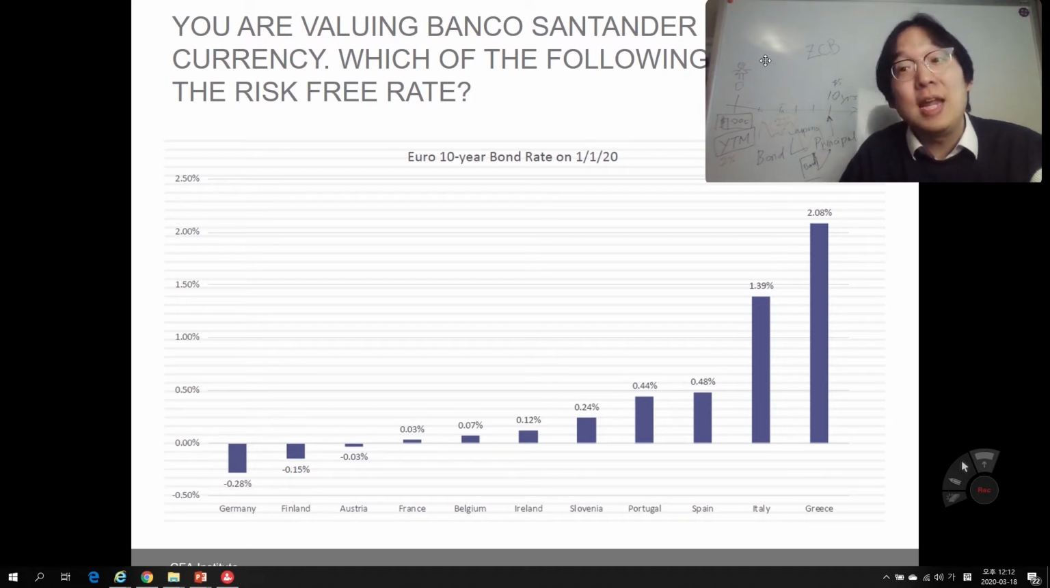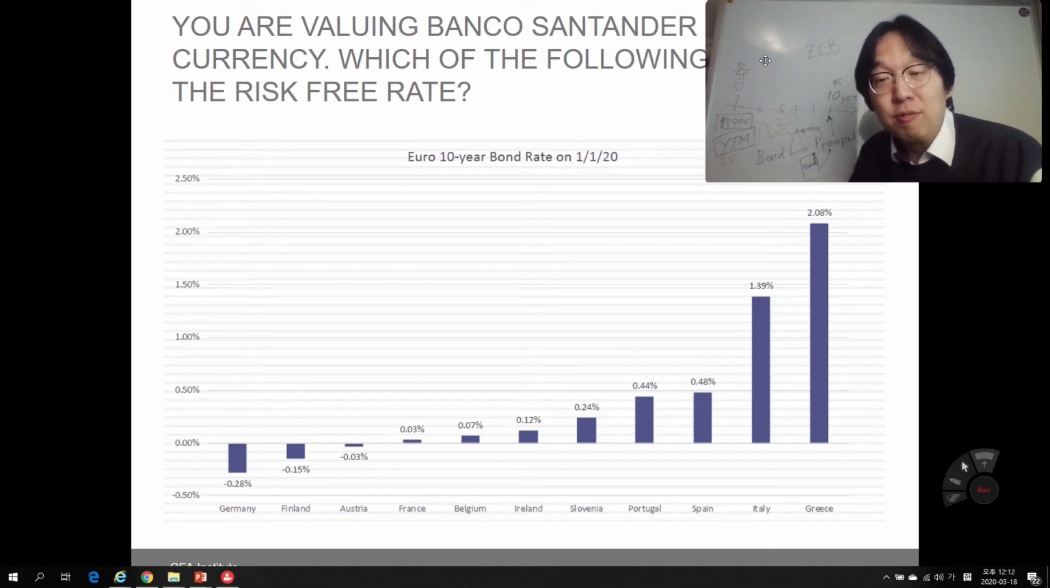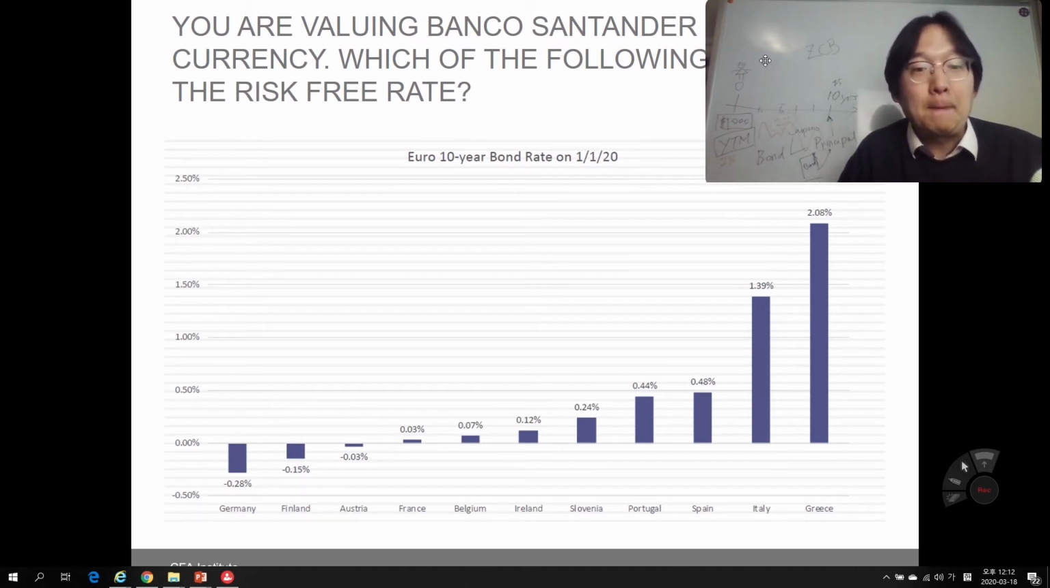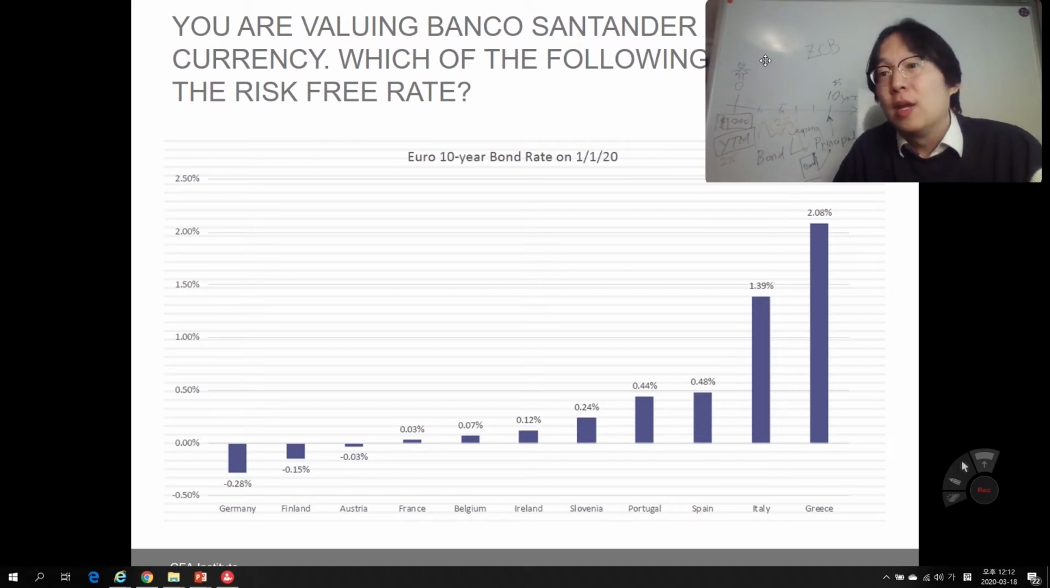In the same currency regime, go for the lowest possible treasury rate. So even though it is a Spanish company, as long as you're valuing in euro terms, the lowest treasury rate within that currency regime has to be the risk-free rate.